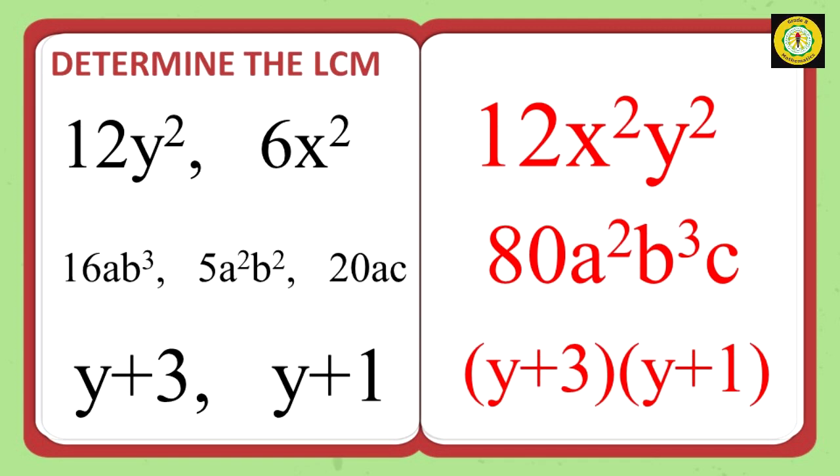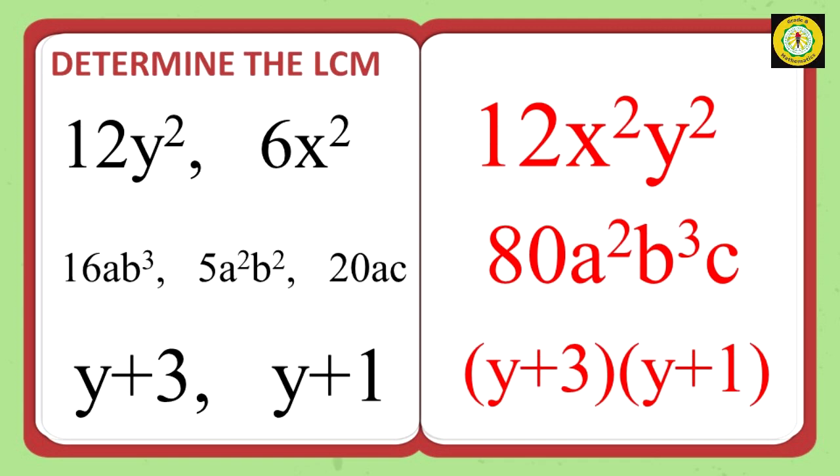y squared. Next, 16ab cubed, 5a squared b squared, 20ac. The answer is 80a squared b cubed c.